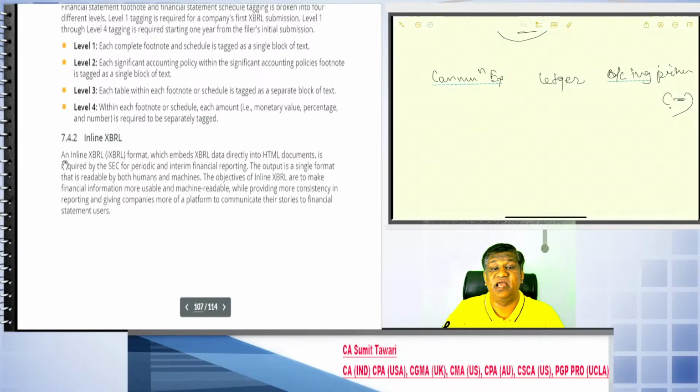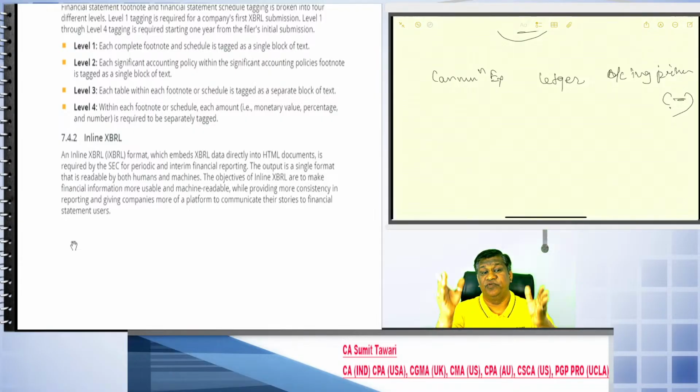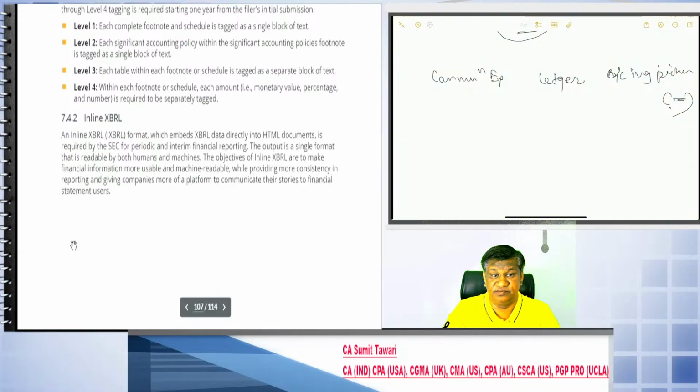Then inline XBRL, an inline XBRL format which embeds XBRL data directly into the HTML document, is required by the SEC for periodic or interim financial reporting. So output is a single format that is readable by both human and machine. The objectives of inline XBRL are to make the financial information more usable and machine readable while providing more consistency in the reporting and giving companies a better platform to communicate their stories to the financial statement users. Okay, so whenever you fill the data in XBRL, you will get the output in an HTML format which can be used by the human brain as well as the machine.